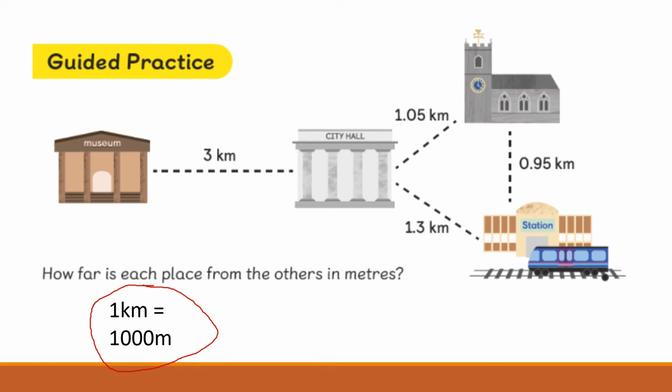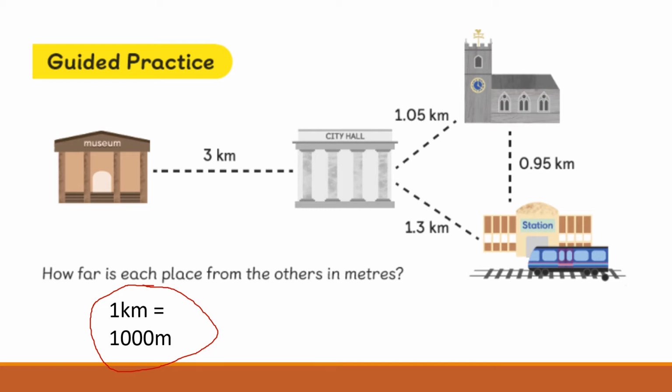So the question is, how far is each place from the others in meters? Now there's lots of different combinations you can do. Try and do as many as you can, and we'll have a look at some different answers on the next part of the video. Let's have a look how I want you to do it then. The first one, museum to city hall. I'm not going to do that one, I think you can do it on your own, but let's have a look at a harder one.